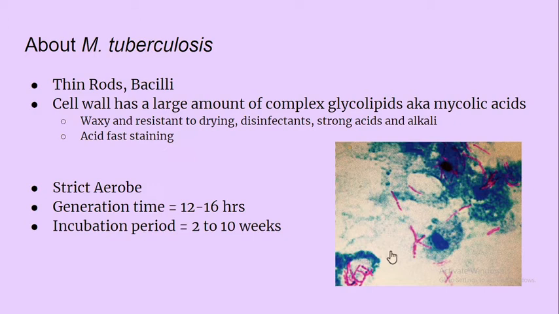And their cell wall is largely composed of these complex glycolipids, also known as mycolic acids. And these acids are very waxy and make the cell resistant to drying, disinfectants, strong acids, and strong alkalis. And that's why acid-fast staining is used in basically identifying and looking at M. tuberculosis. And you can see this in the bottom right picture.